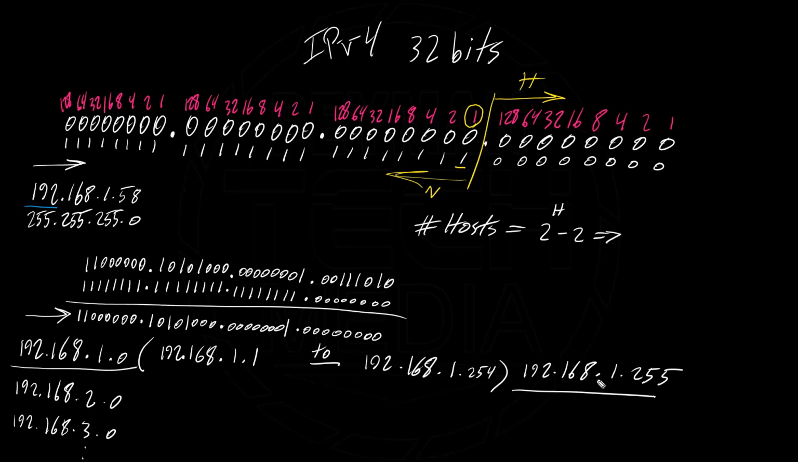We cannot use them, we cannot assign them to the devices on the network. They are mainly used by programs and applications, routing protocols and all that. So these are the usable IP addresses in this range. Let's see how many host bits we have: 1, 2, 3, 4, 5, 6, 7, 8. Therefore, 2 to the power of 8 minus 2. So that's 256 minus 2, 254. So we have 254 available IP addresses for class C.